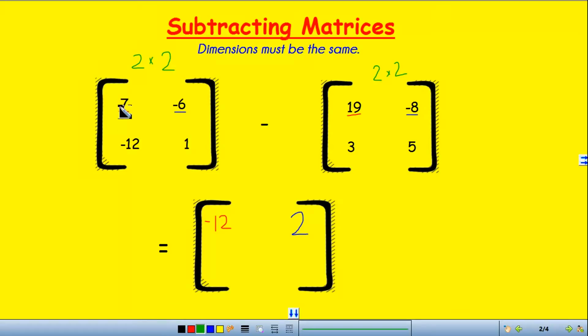So let's go to the bottom. We have negative 12, which is located in the second row. It's the first number in the second row, and it's the bottom number in the first column. So let's find its corresponding number. That would be positive 3. So we have negative 12 minus 3, which is the same thing as saying negative 12 plus the opposite of 3, which is negative 3. So negative 12 plus negative 3 is going to give us negative 15.